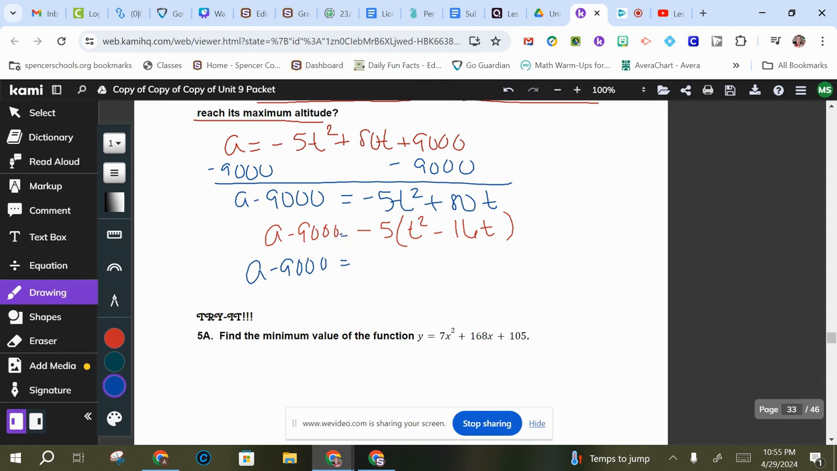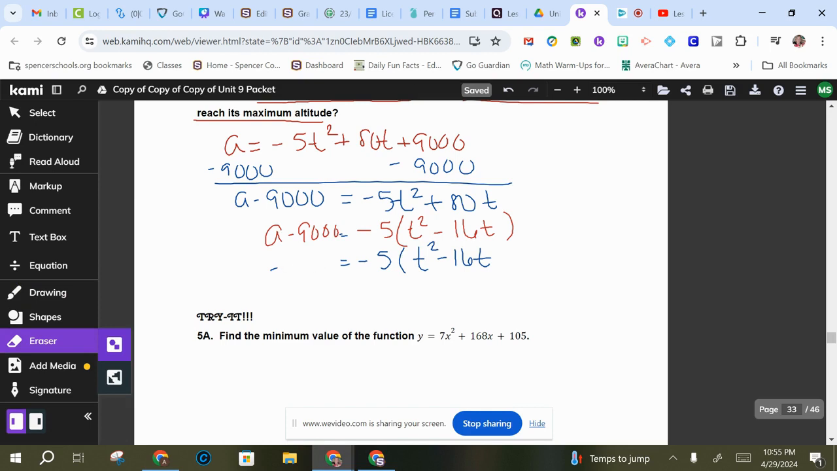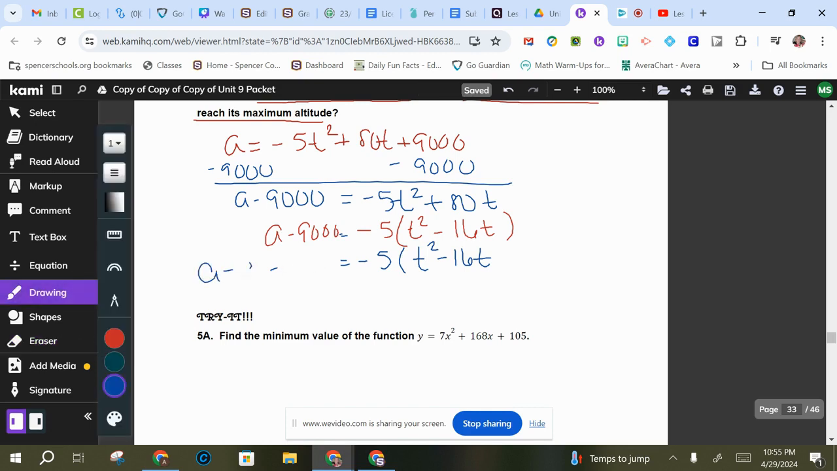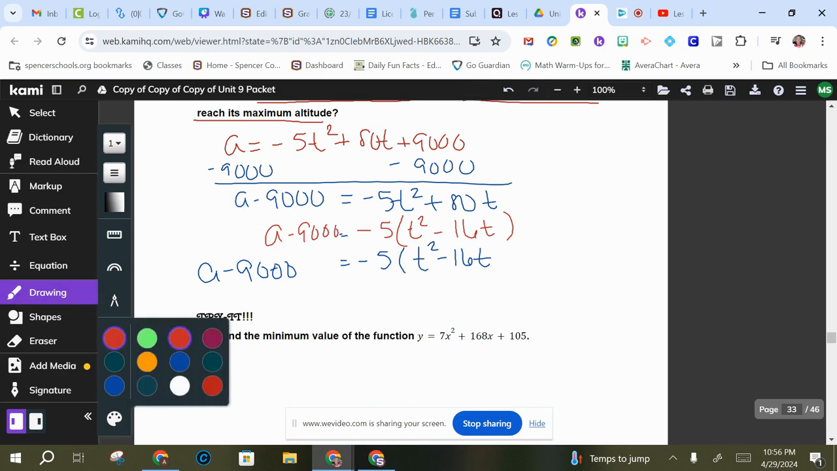I have an equal sign there. So -5 times (t squared minus 16t). Here's where I'm going to complete the square. Half of -16 is -8, and squared that would be 64. So I'm going to add 64 in that spot.